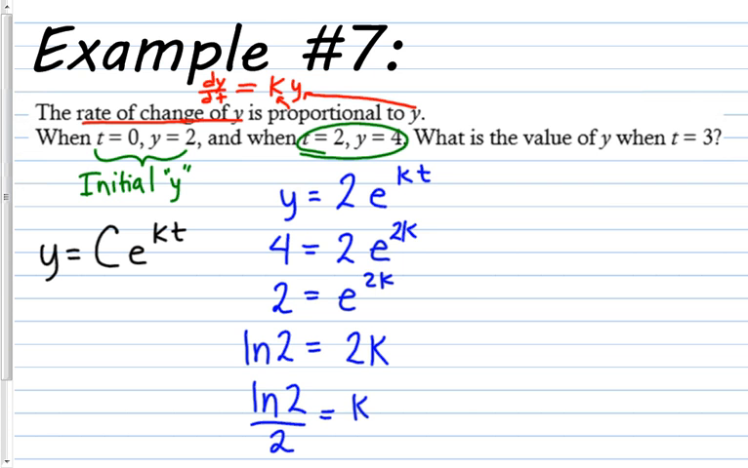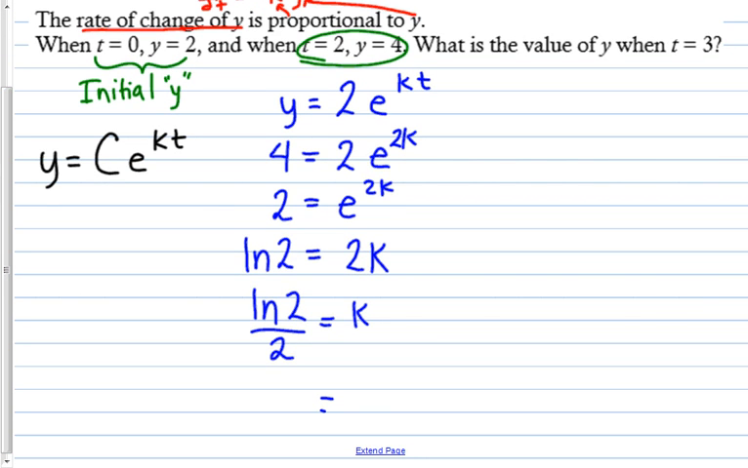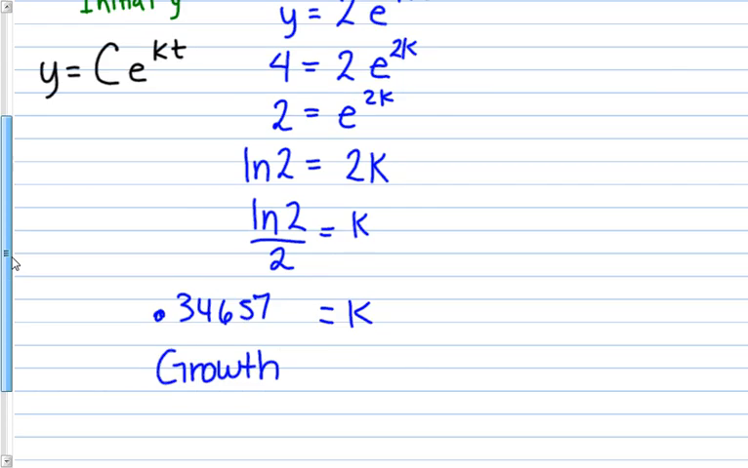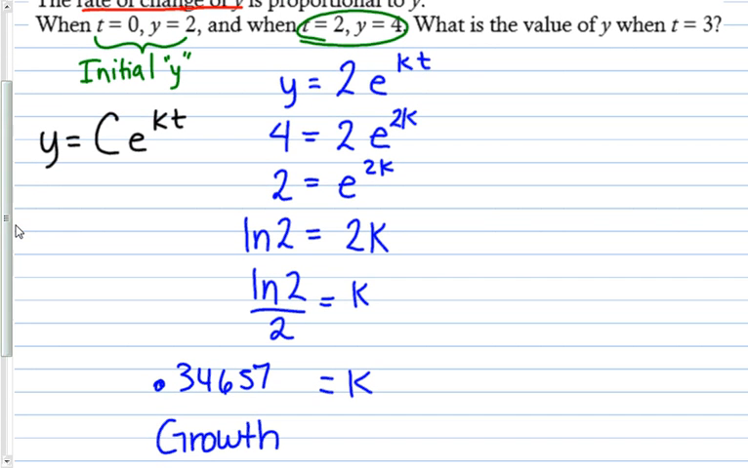Again, decimal time, right? So calculator time. And yeah, you'll need a calculator for this. Use the calculator, and by the way, this is an exponential growth, right? Because k is bigger than 0. So there's my k, so now I can go ahead and complete my equation. Okay, so my equation is y equals 2e^(0.3467t).